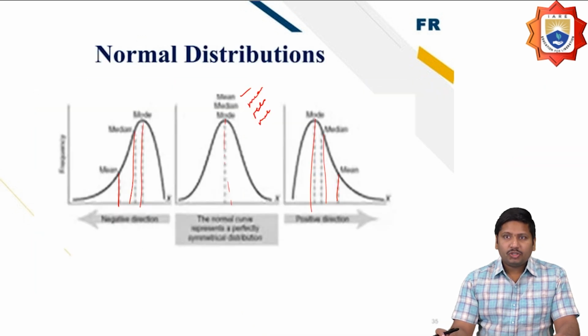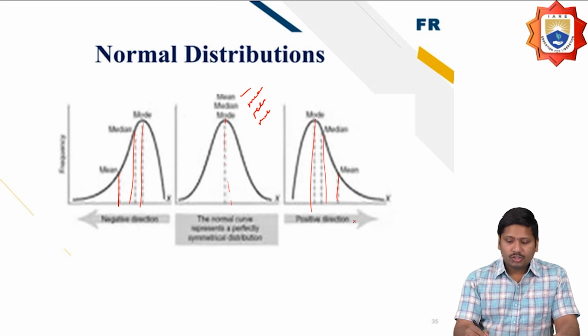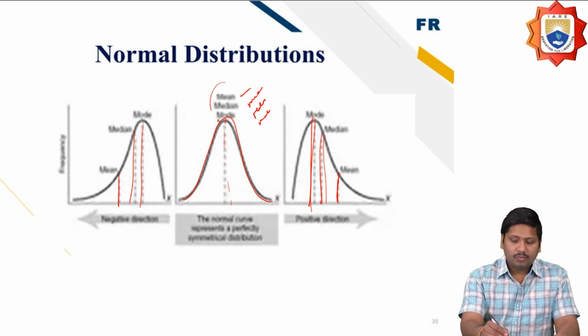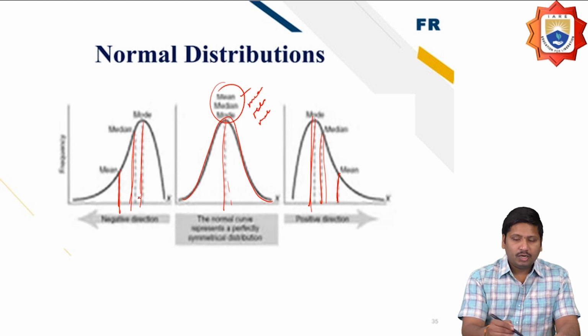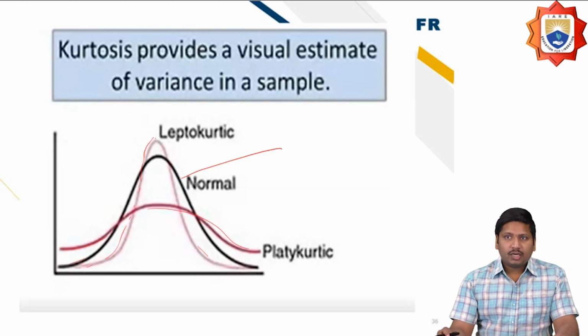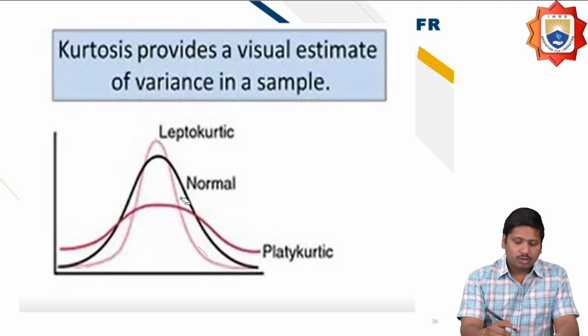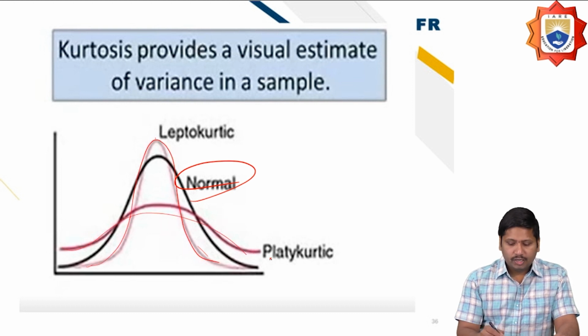And then for the normal distribution, how we're going to calculate it, different types of skewness are also available, positive skewness and negative skewness. If it is positive skewness, then this should be the mean, median, and this should be the mode. For the normal distribution, the mean, median, and mode should be almost at the center of this line, and for negative skewness, this should be the mean, median, and the mode. Similarly, kurtosis is the underlying thing to visually estimate the variance in the sample. So the black one indicates the normal one, and this should be the leptokurtic, and this should be platykurtic.